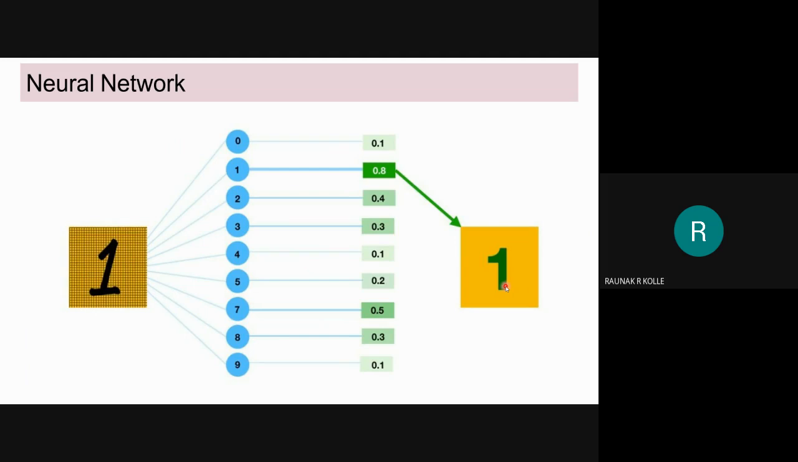Artificial neural networks are comprised of node layers containing an input layer, one or more hidden layers, and the output layer. Each node or artificial neuron connects to another and has an associated weight and threshold. If the output of any individual node is above the specified threshold value, the node is activated, sending data to the next layer of the network. Otherwise, no data is passed along to the next layer of the network.